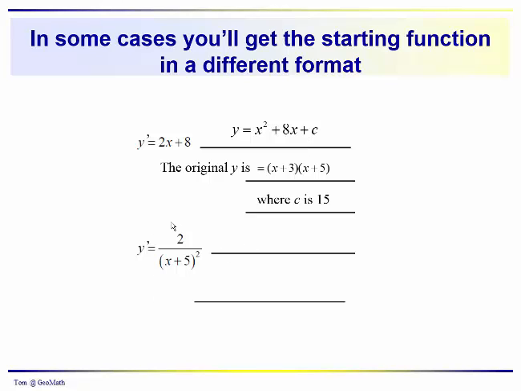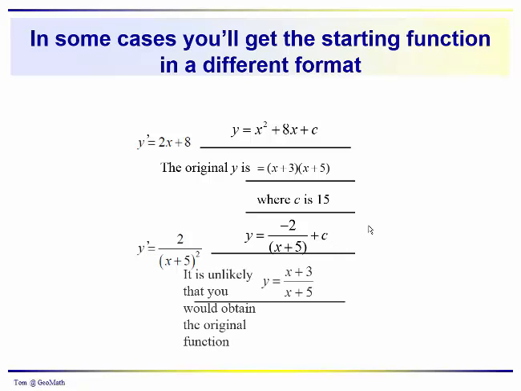How about this one? Well, if you estimate the inverse derivative of 2 over x plus 5 squared, we'll get that y is equal to minus 2 over x plus 5 plus our constant. However, the original function that we differentiated to get 2 over x plus 5 squared was x plus 3 over x plus 5. So can you see that in there?